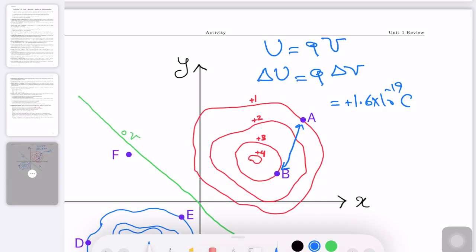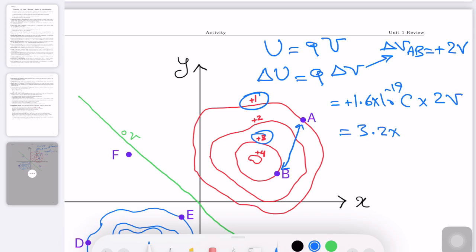But we already know point A has a voltage of plus 1, and point B belongs to the contour that is plus 3. So going from 1 to 3 is a plus 2. So we know that delta V going from A to B is plus 2 volts. So this is multiplied by plus 2 volts. And the answer is 3.2 times 10 to minus 19 joules.